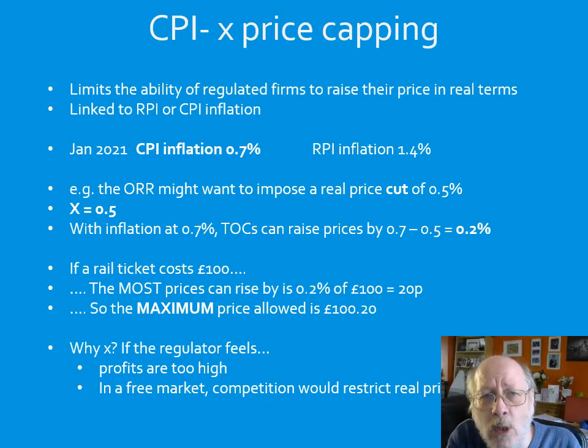So why might they give an X? Well, it's pretty obvious. If they feel that the firms are ripping off the public and making too many profits, they can say, okay, we can control them by this X. In a free market, competition would restrict their ability. So if they believe that this is a monopoly, like say water, then again they might force the firm to limit how much it can raise prices.